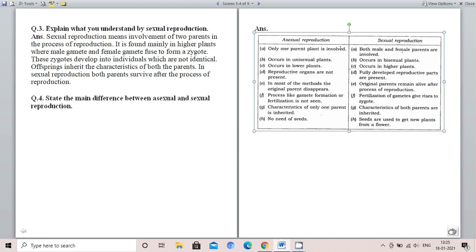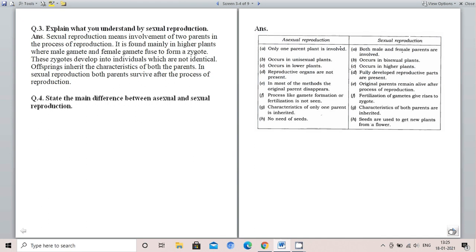रिप्रोडक्टिव ऑर्गन्स प्रॉपर्ली प्रेजेंट नहीं होते, सेक्सुअल में प्रेजेंट होते हैं. अब यहाँ पे ओरिजिनल जो आपका ऑर्गेनिज्म होता है पेरेंट, वो डिसअपियर कर जाता है, बट यहाँ पे मेंटेन रहता है सेक्सुअल रिप्रोडक्शन में. फर्टिलाइजेशन का प्रोसेस नहीं होता असेक्सुअल में, बट सेक्सुअल में होता है. कैरेक्टरिस्टिक्स टोटली डिफरेंट होते हैं सेक्सुअल में, बट असेक्सुअल में टोटली सेम होते हैं. यहाँ पे कोई सीड फॉर्मेशन नहीं होती है, बट सेक्सुअल में सीड फॉर्मेशन होती है.